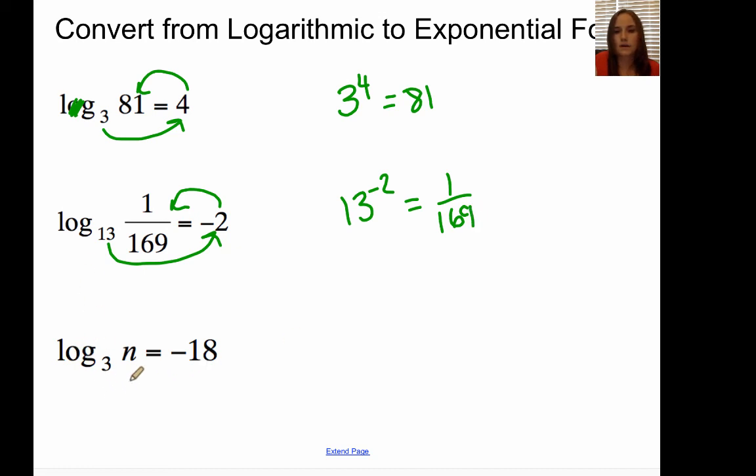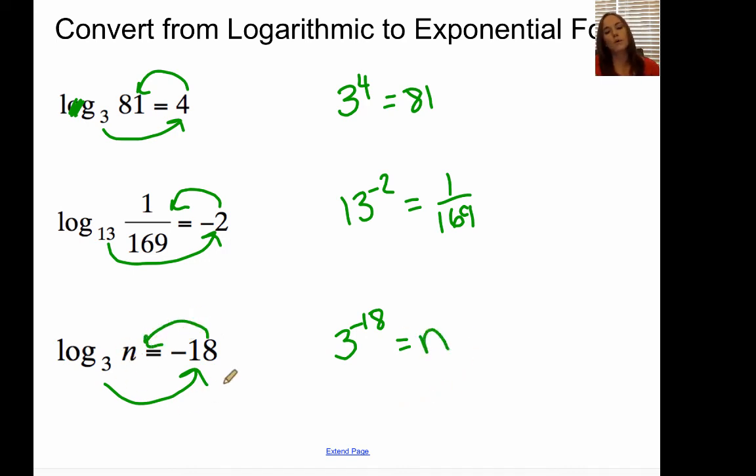Get rid of log. 3 to the negative 18th power equals n. We don't know that answer at this moment, but all we were asked to do was convert. We weren't asked to solve or find an answer if we weren't given it. So this would be just converting.